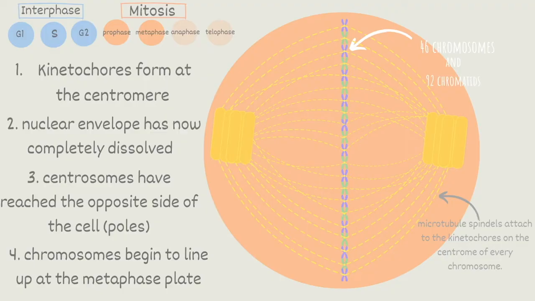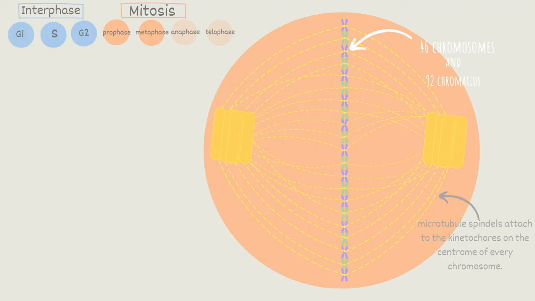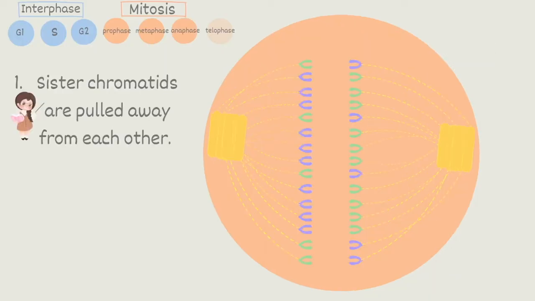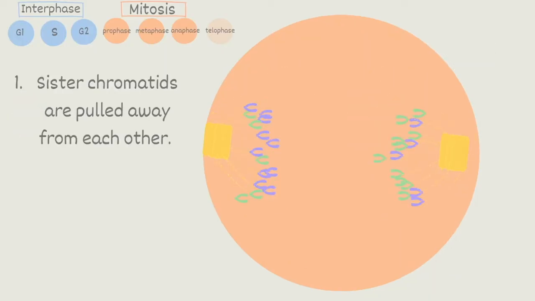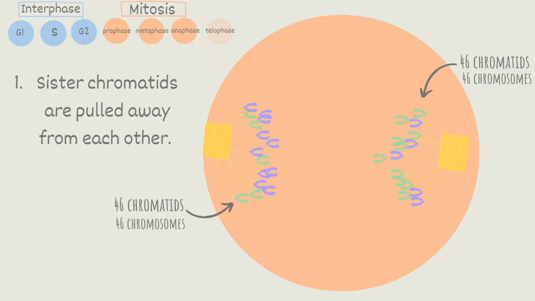Once all chromosomes are attached to the microtubules, the cell enters anaphase. Here, the sister chromatids are pulled away from each other at both ends. So 46 chromatids are pulled to one side, while 46 chromatids are pulled to the other side. And we are left with 46 chromosomes on both sides. Also, notice there is a mix of maternal and paternal chromatids on both sides of the cell. It's not just paternal on one side or maternal on the other.